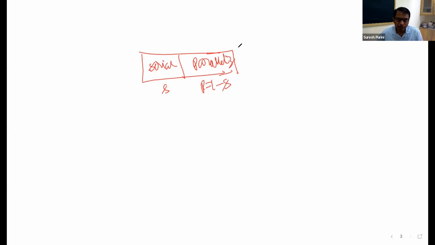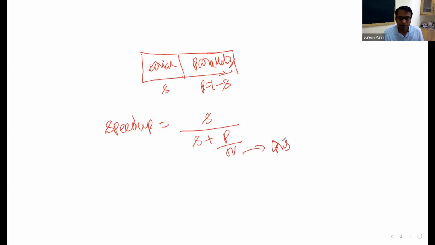And if you think about it, what is the maximum speedup that you can get? If you want to compute the speedup, the baseline is the serial version of the code, S plus P, in the numerator. The parallel version of the code has S plus P by N, where N is the number of cores that we use for parallelization. We are assuming ideal speedup, that's all right.